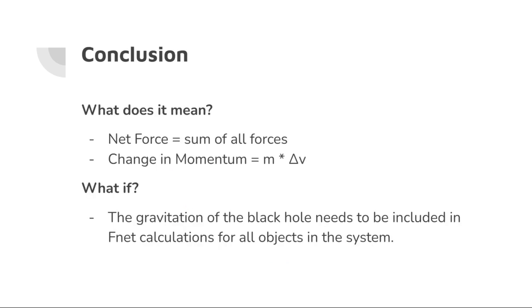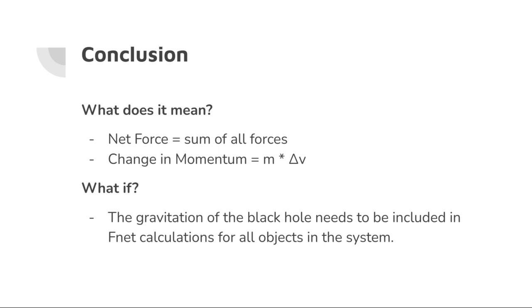In part 1, we can see the difference in how the net force and change in momentum are calculated. Mathematically, they seem the same. However, to find the net force, you need to know the sum of all external forces acting on an object, whereas to find the change in momentum, you just need to know the change in velocity of that object and multiply it by its mass.